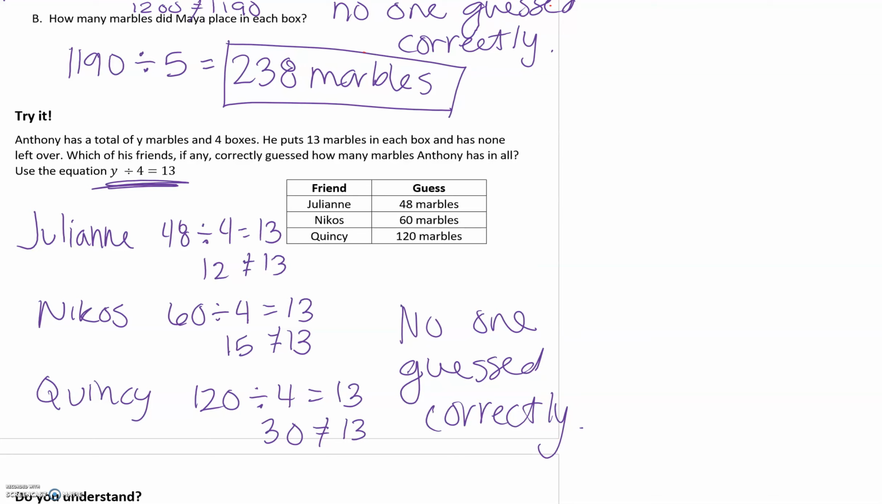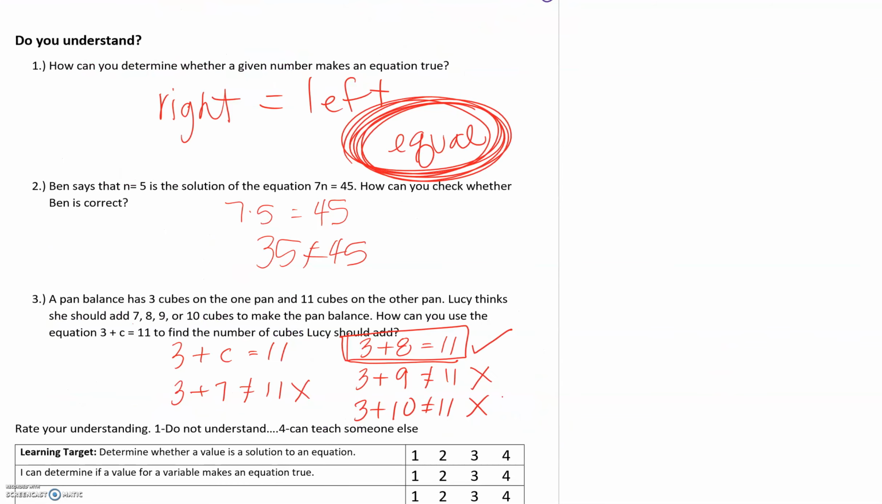All right, go ahead and pause the video one more time and do your do you understand questions. All right, so here's our do you understand question. So how can you determine whether a given number makes an equation true? If the right is equal to the left, there we go. We have a true statement.